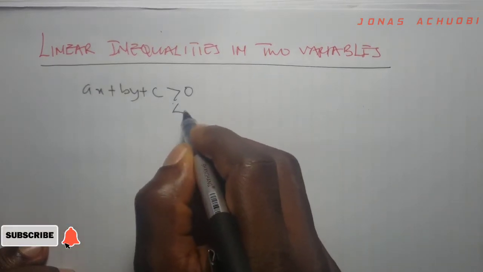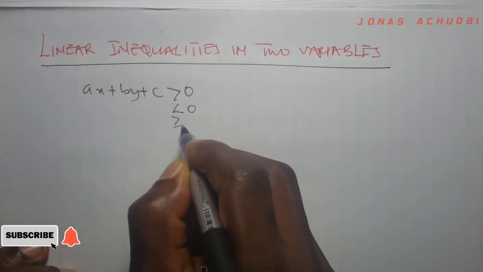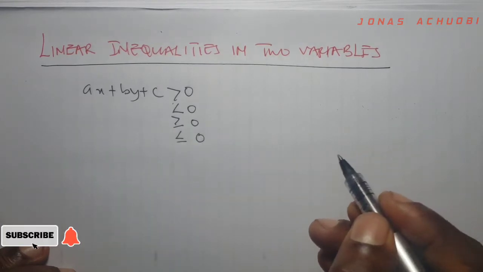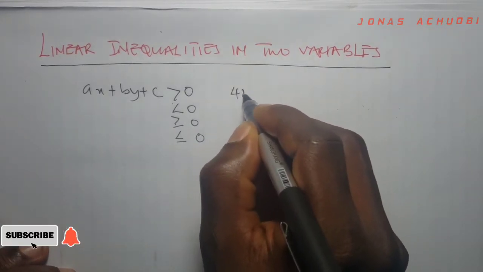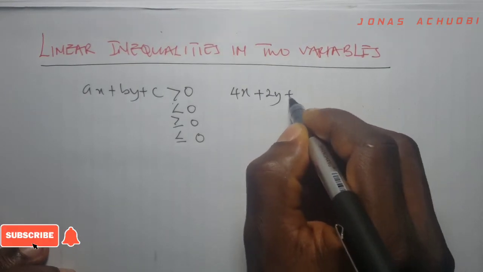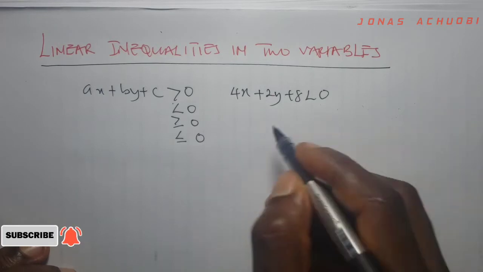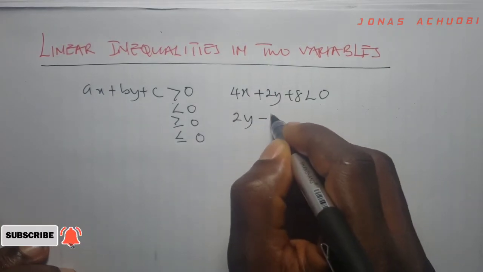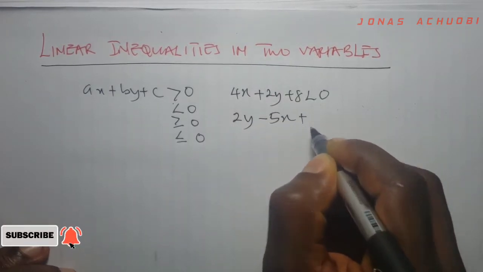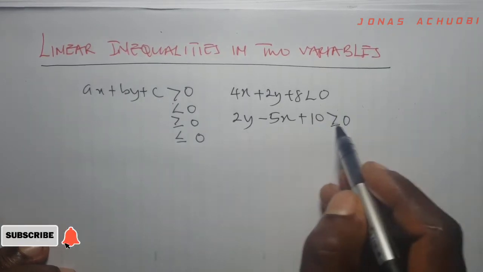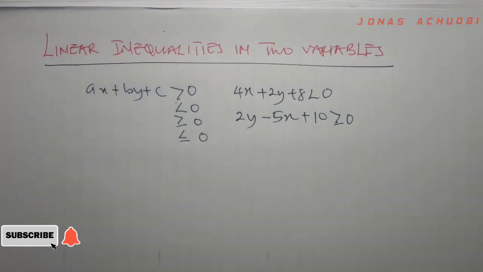So we could also have less than 0, we could have greater than or equal to 0, we could have less than or equal to 0. For example, we have 4x plus 2y plus 8 less than 0. This is a linear inequality in two variables. You can also have something like say 2y minus 5x plus 10 greater than or equal to 0. This again is a linear inequality in two variables.